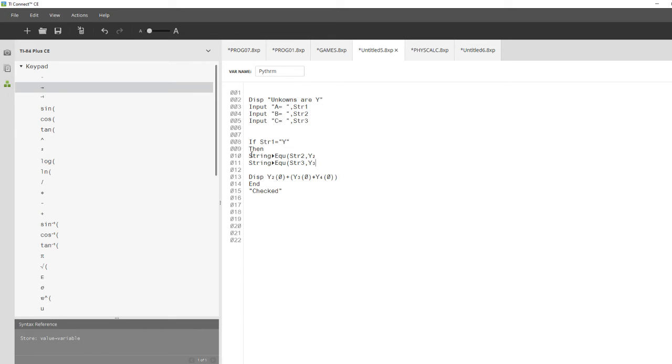And so what you're doing is, first off, you have to have the Then, because you're running this block of code, not just a single line. And then you have to convert the string to an equation, which is what that arrow means. And then you have to give it the string and then the equation respectively.